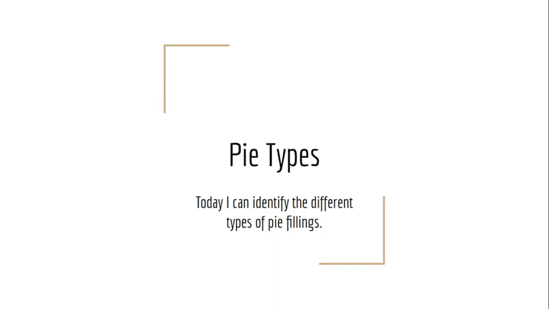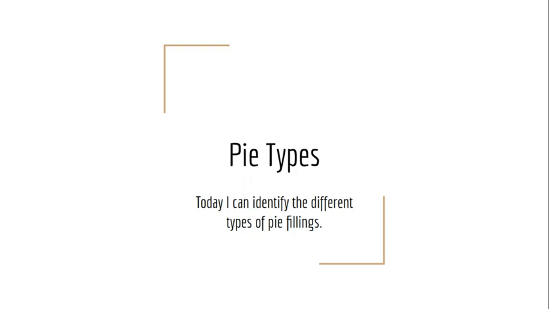Alrighty, so let's continue moving on with pies. We've talked about the basics of pie. We have looked at how to make pie dough, and now we have to fill the pie. Today we're going to talk about the different types of pie, and really it's the different types of pie fillings, because the pie crust is pretty much the same. So then, what can you fill that pie crust with?